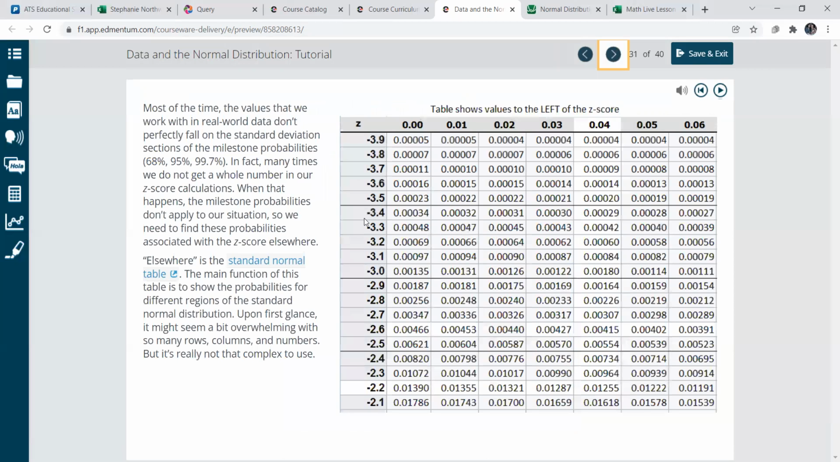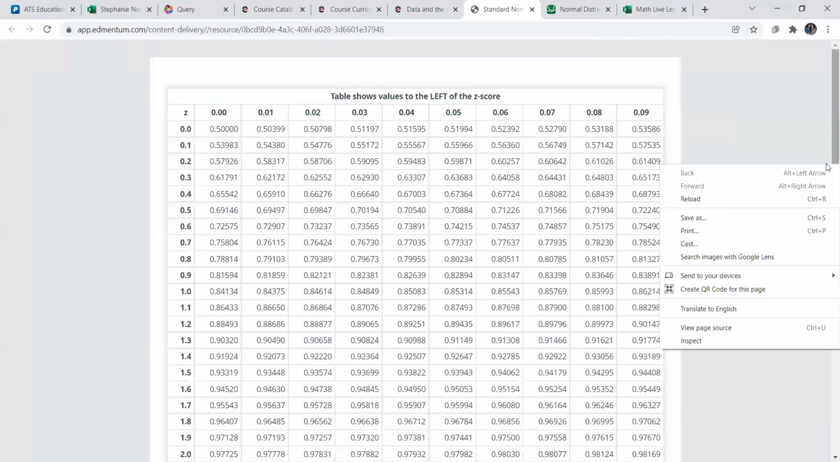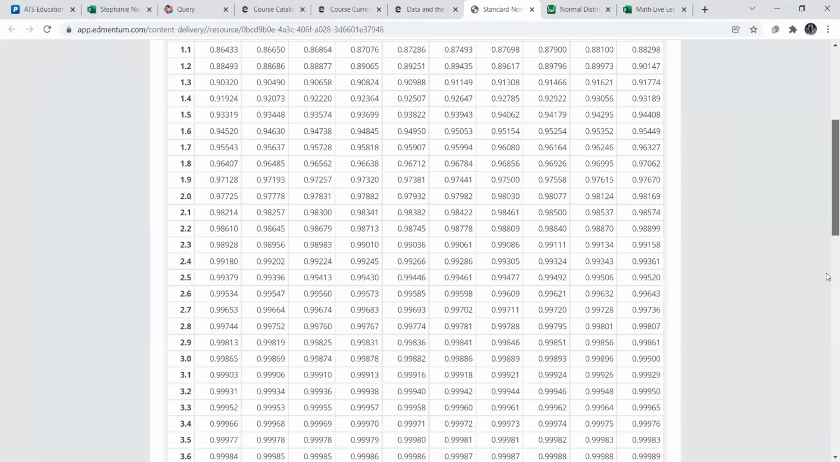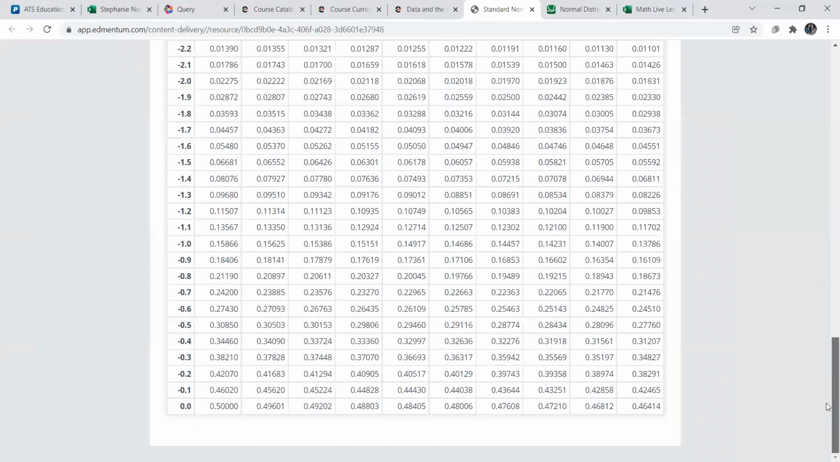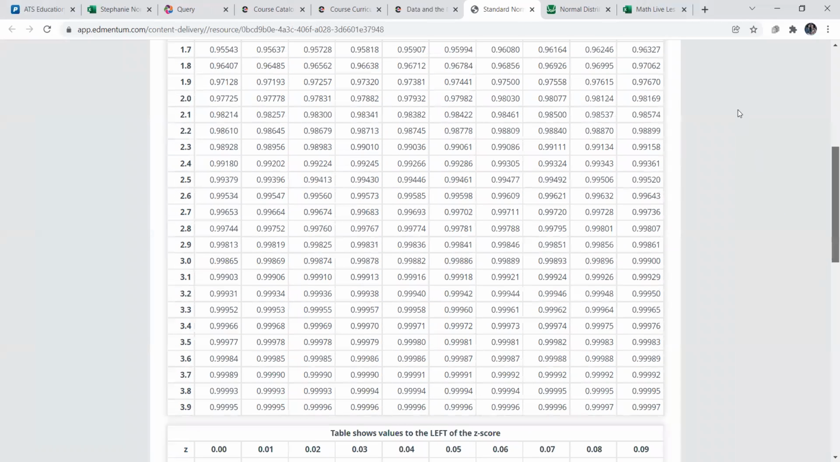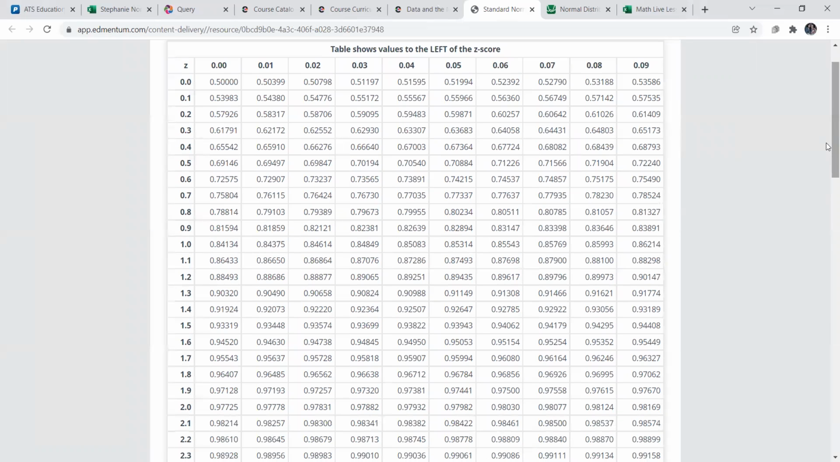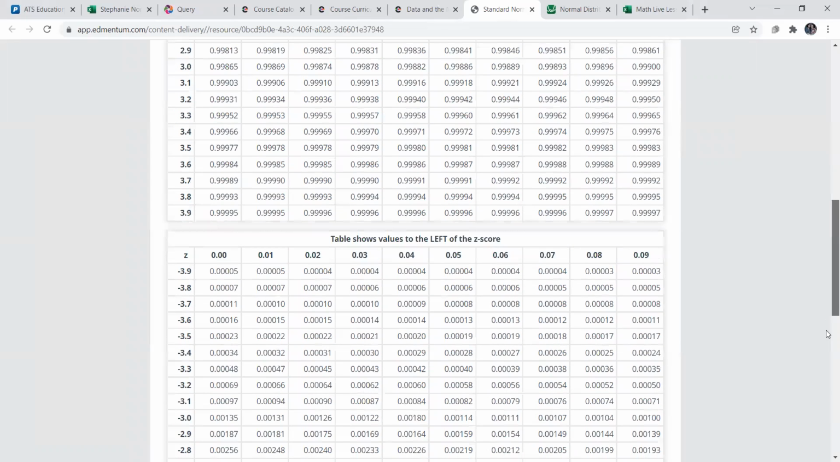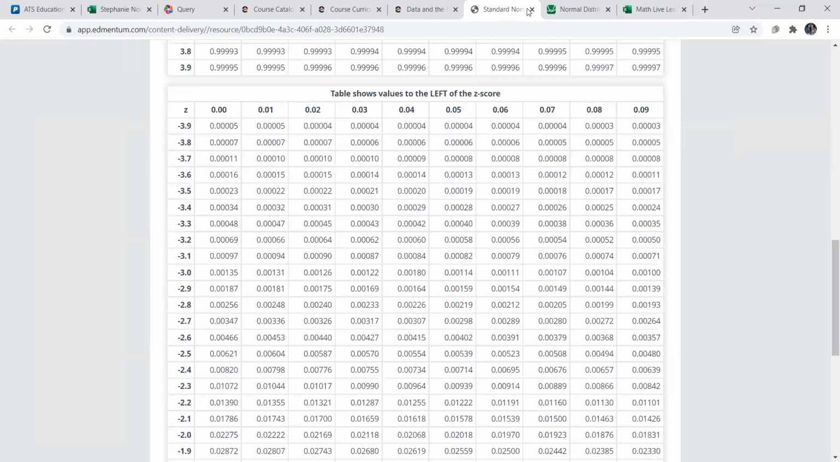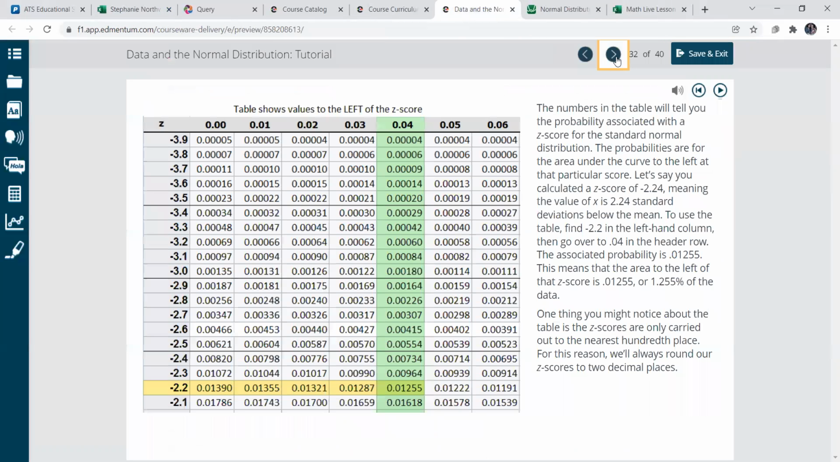If you do this on your own, this standard table gives you some more information about z-scores. Here's another example. Here's a whole long table of your z-scores. Now this is to the left, so left values of the z-score. That'll come in handy answering some of the questions as well.